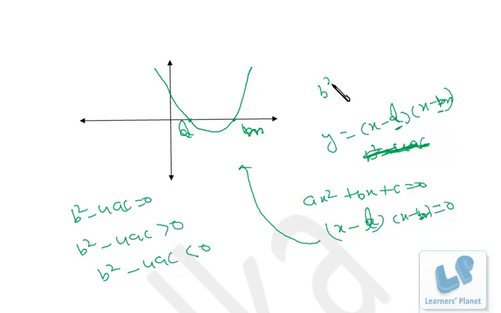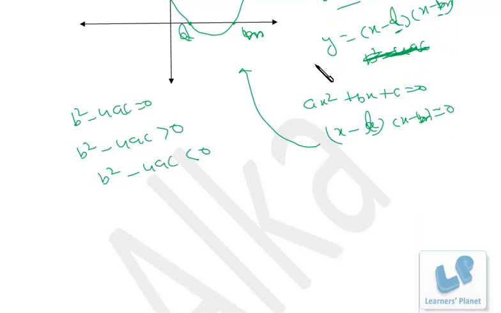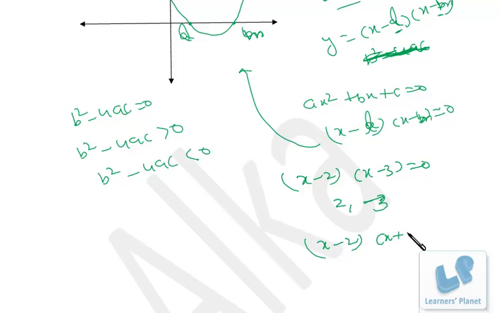In that case, b square minus 4ac is not equal to 0, it is greater than 0. So if b square minus 4ac is greater than 0, you will be getting two solutions of the equation. That's this point and this point. Next, let me give you an example. Suppose (x minus 2)(x minus 3) is 0. So the curve will intersect the x-axis at 2 points, 2 and 3, right? Similarly, if (x minus 2)(x plus 3) is equal to 0, then the curve will intersect at 2 and minus 3. Okay?